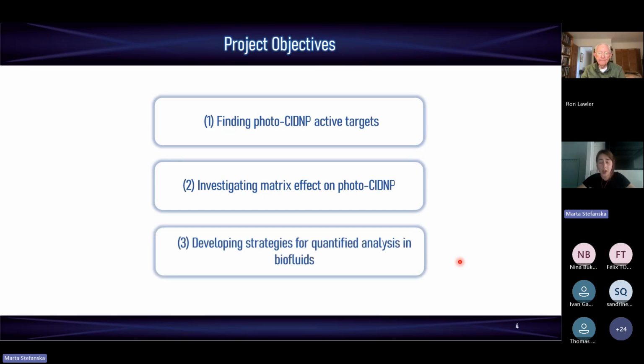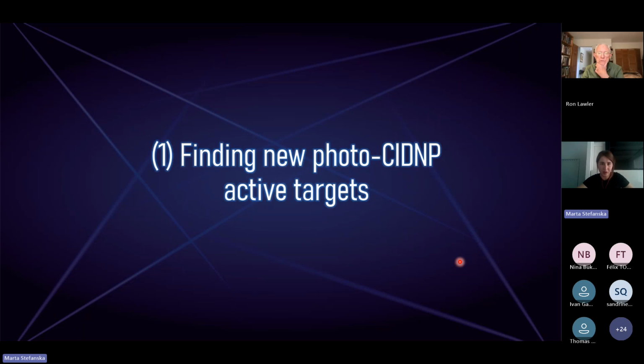And finally, we have to think about strategies that have to be used to successfully quantify our signals in biofluids with all this matrix effect and the enhancement belonging to specific signals. So the first thing that we have to consider is finding these new potential photo-CIDNP active targets. And as I told you, this is not trivial because photo-CIDNP depends on this very specific interaction between the dye and the molecule of interest.